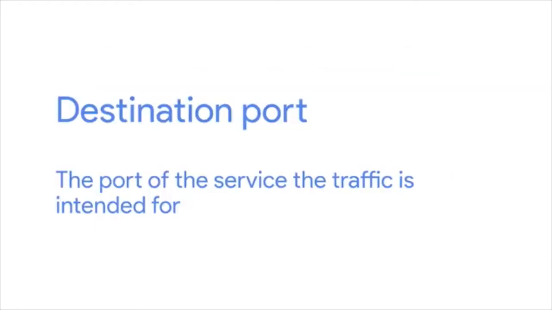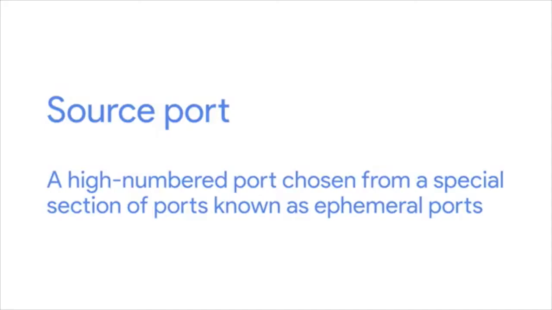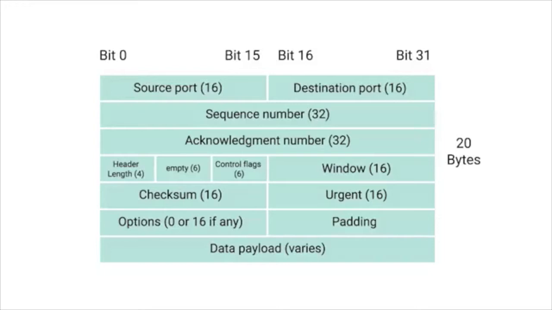The destination port is the port of the service the traffic is intended for, which we talked about in the last video. A source port is a high-numbered port chosen from a special section of ports known as ephemeral ports. We'll cover ephemeral ports in more detail in a little bit. For now, it's enough to know that a source port is required to keep lots of outgoing connections separate.